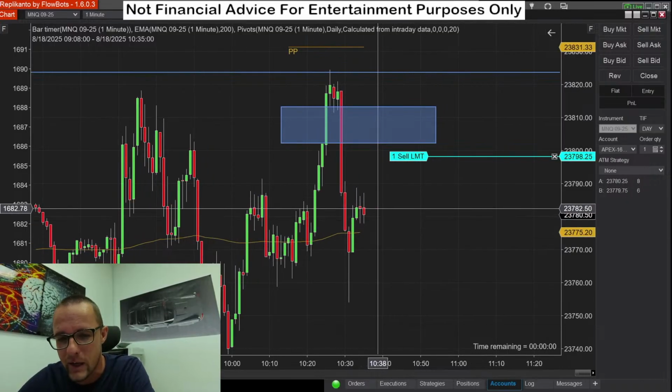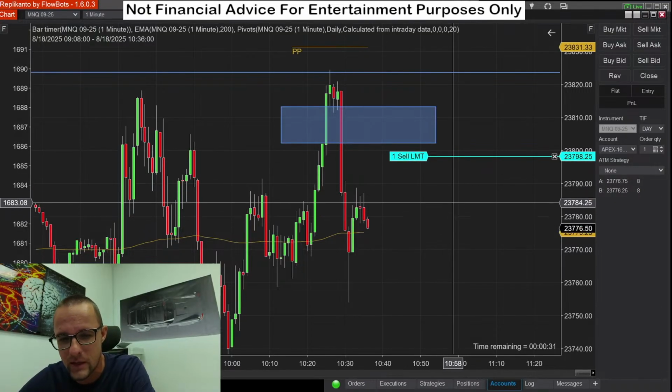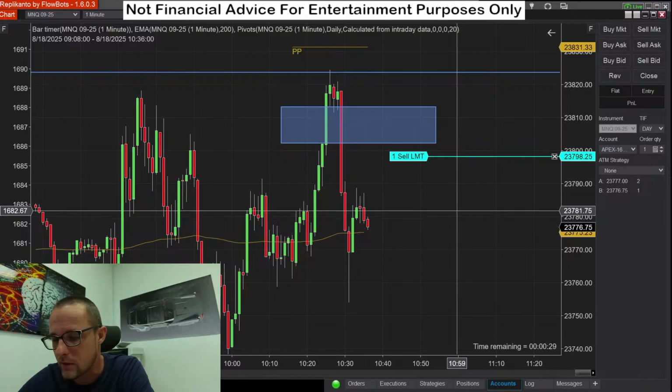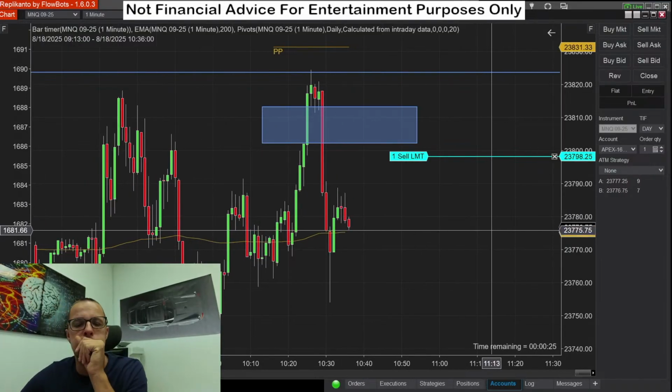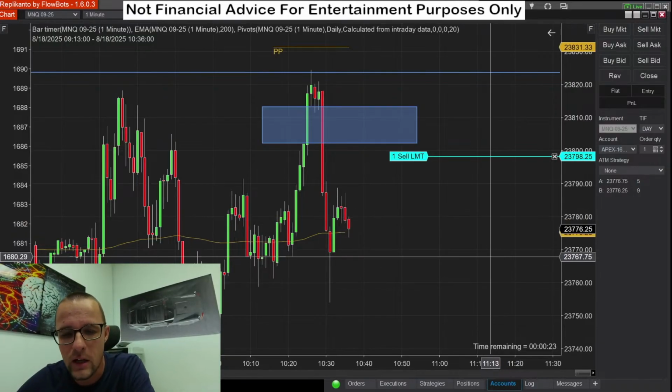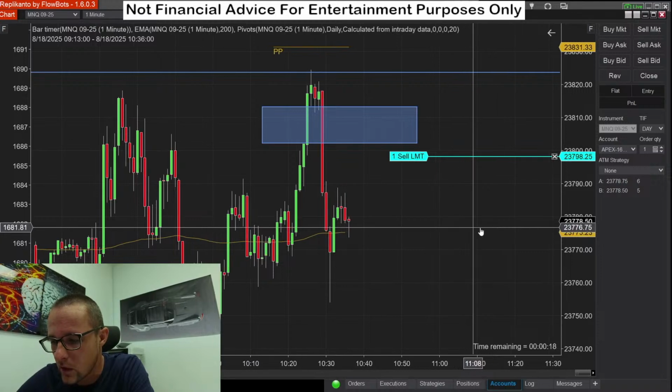And see, like this gap, right? It's having trouble getting through this gap. It's failing to close above this gap. Bro, come on. Don't do this to me. Let's go.